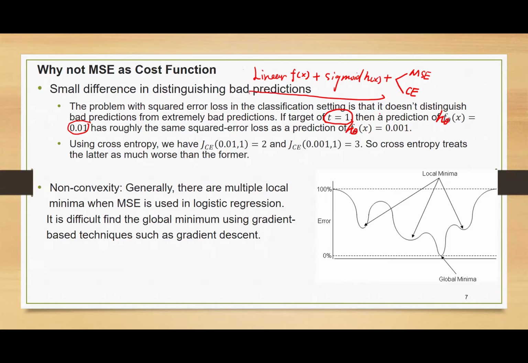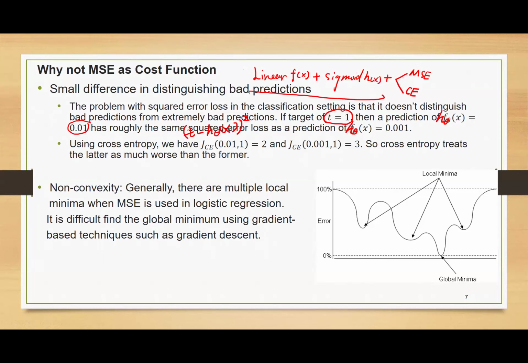Okay. And then if our h theta x is equal to 0.01, how do we calculate the MSE? Do you remember? MSE is like the target t. We calculate the distance between the target and h theta x, the output, and then we square it, right? So this is how we calculate the MSE.